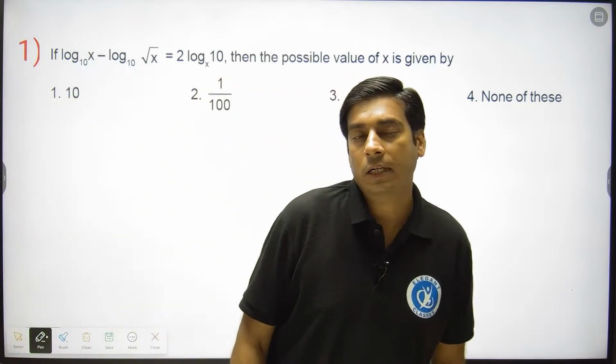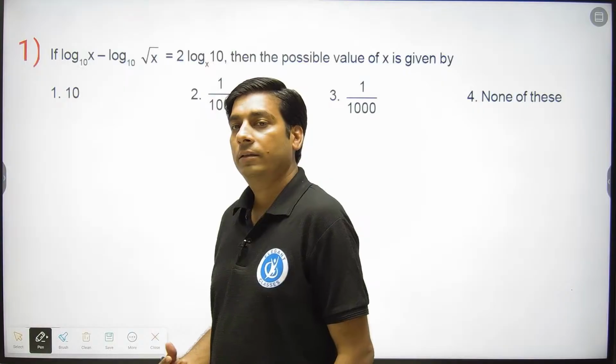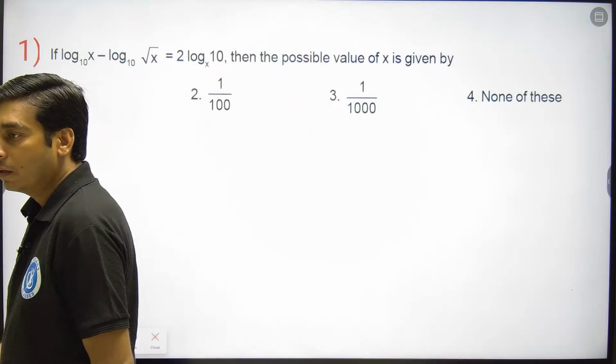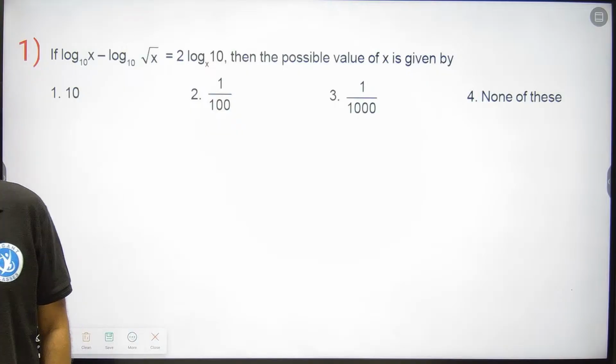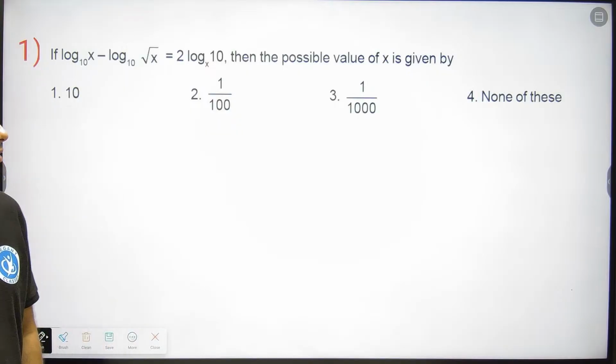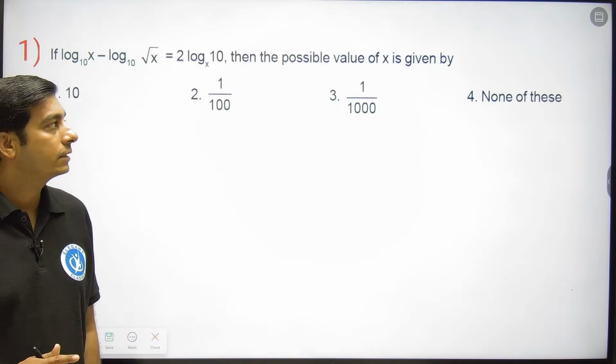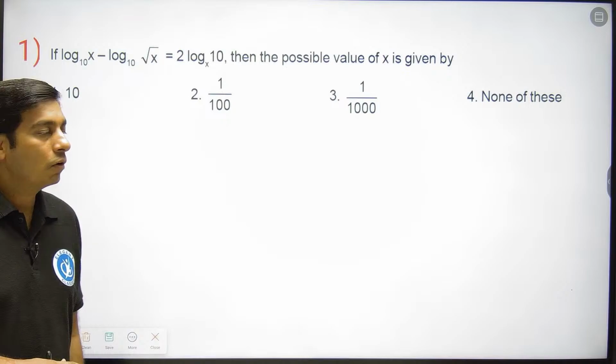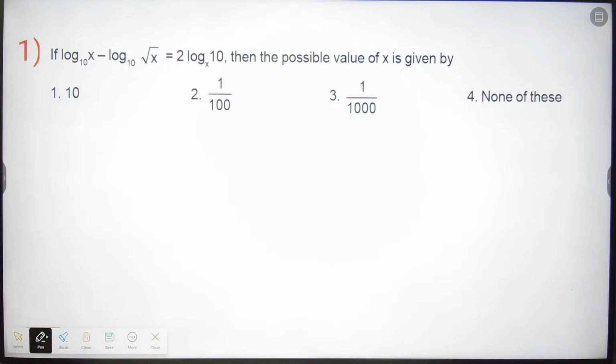Log is an important topic, and if we talk about log, the questions are solved on the basis of properties only. So there are not very advanced concepts in log, just formulas and properties, that's it. So there are 5-6 properties. If you remember those properties, you can solve almost all questions of log.